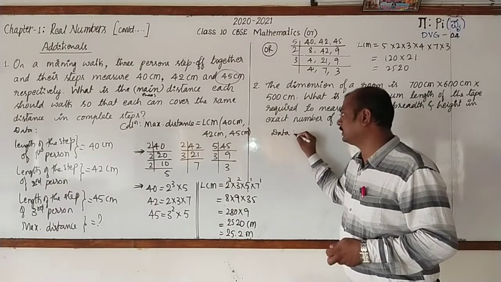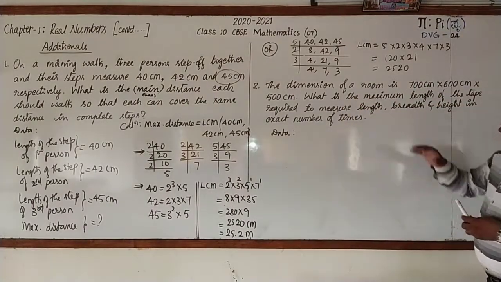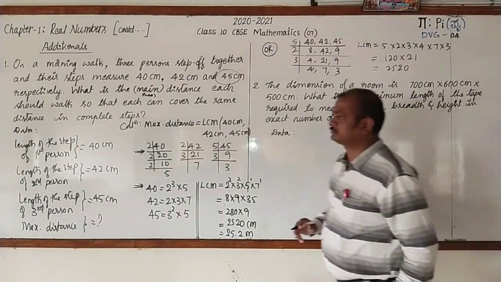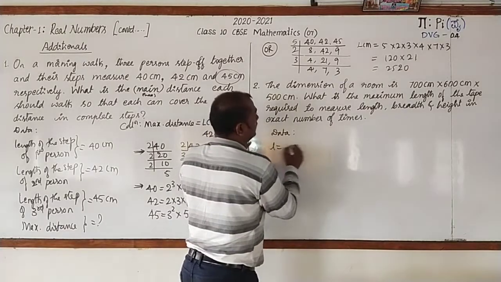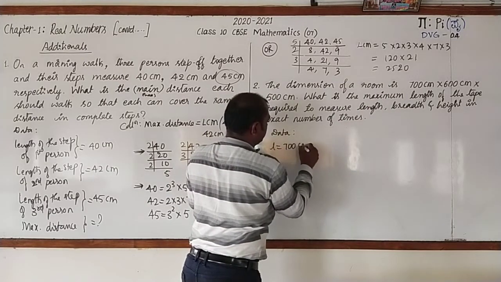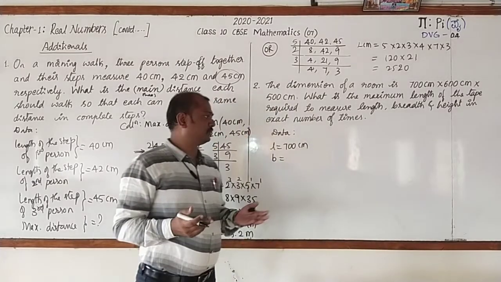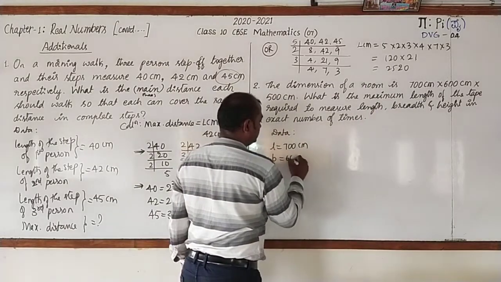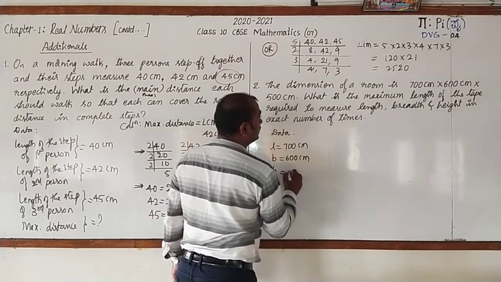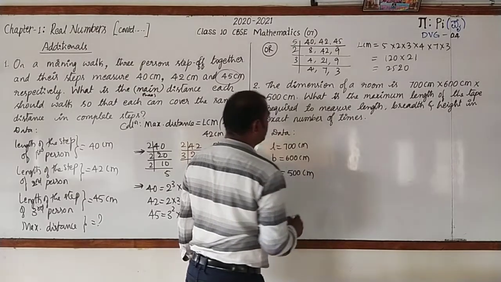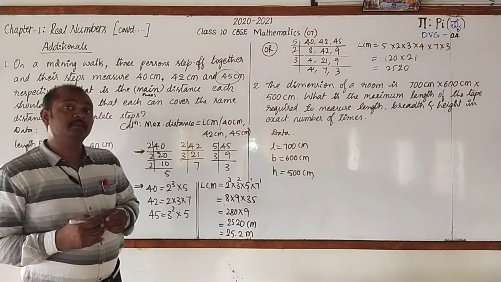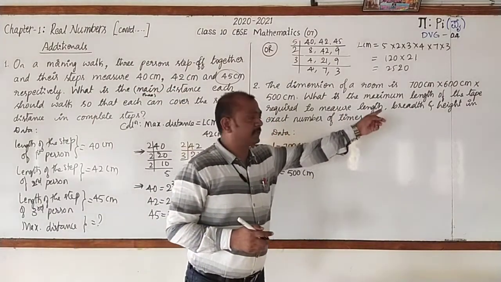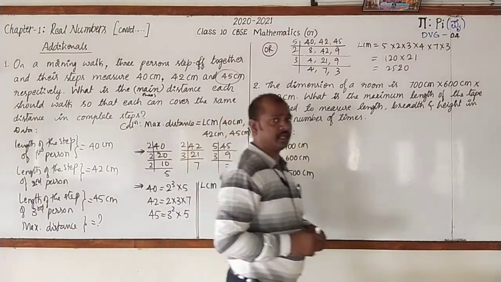First I'll write the data, then we shall discuss this situation. They have given the dimensions of a room. Length is 700 centimeter. They could have given it in meters also, 7 meter. Breadth 600 centimeter. Height is 500 centimeter. What is the maximum length of the measurement tape required to measure the length, breadth and height of a room in an exact number of times?